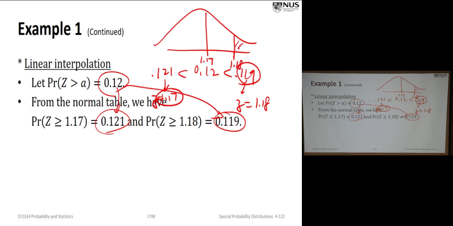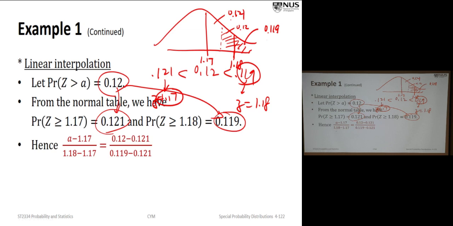So this probability is 0.119, and this probability is 0.121. And I want the probability to be somewhere in between these two values. I want 0.12. So in this case, it's somewhere in between, so I take the average. In fact, this is the formula. It's a ratio thing, basically.